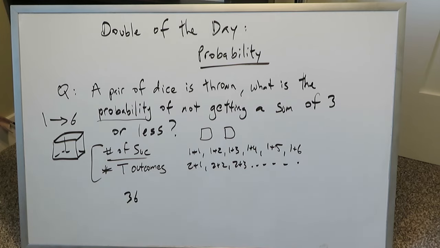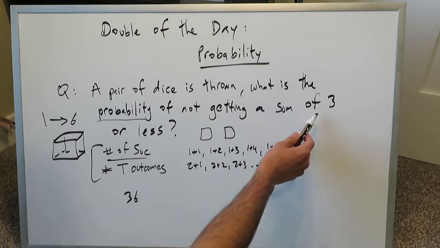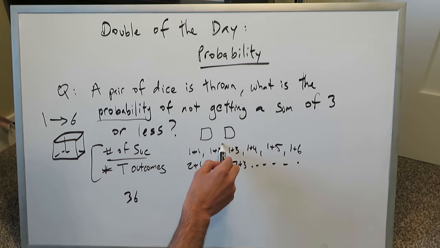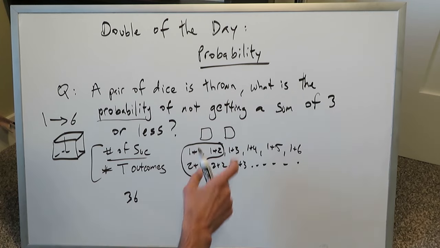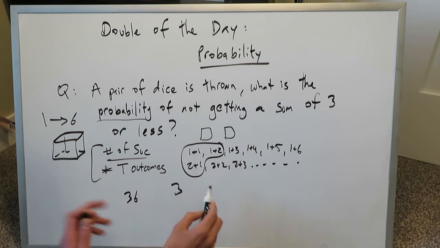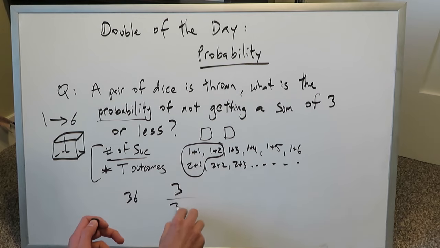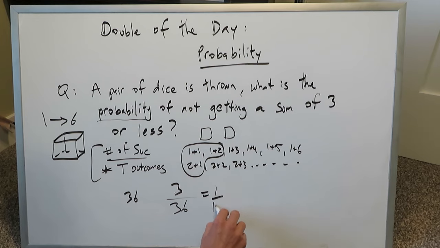You have to find the number of successful outcomes, which must be a sum of 3 or less. If you look over here, you have 1 plus 1, 1 plus 2, and 2 plus 1. These are your 3 outcomes with a sum of 3 or less. So the number of successes is 3, and the total outcomes are 36, and you are getting 1 over 12. That's your probability of success.